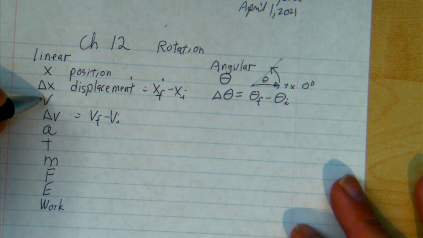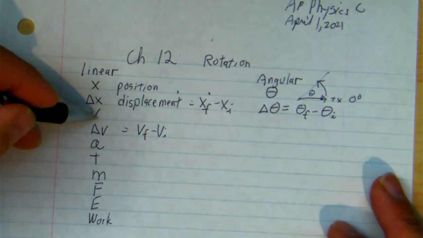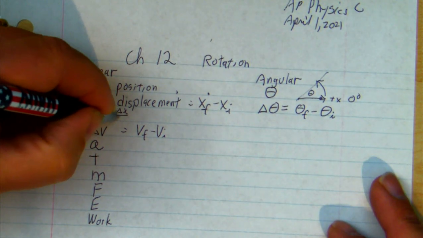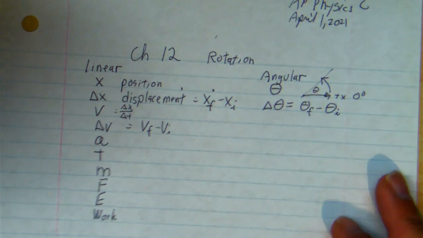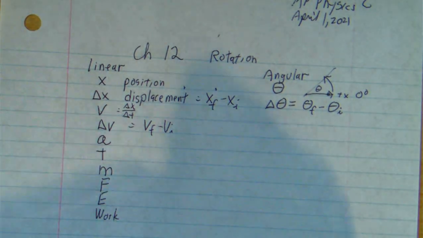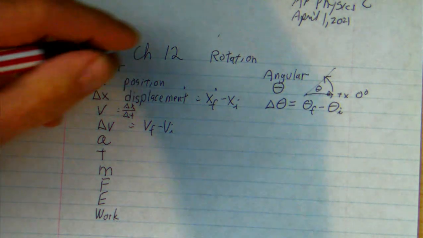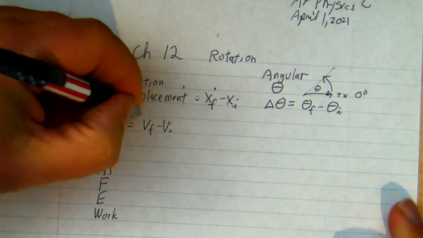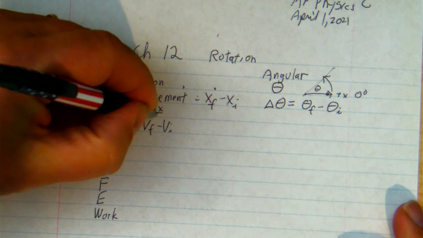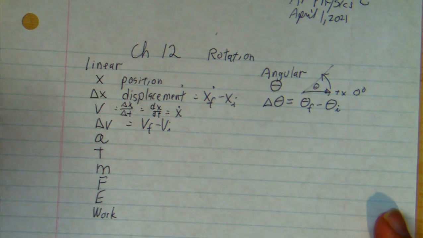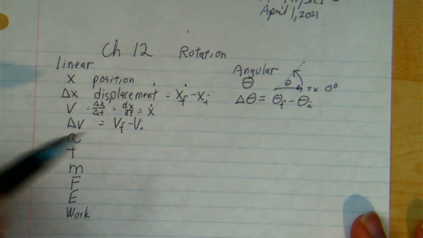Velocity has its angular equivalent. So velocity was change in position divided by change in time. And you could also express that as the derivative of position versus time, right? dx/dt, which in shorthand, I would just write x with a single dot above it, representing change in position with respect to time.